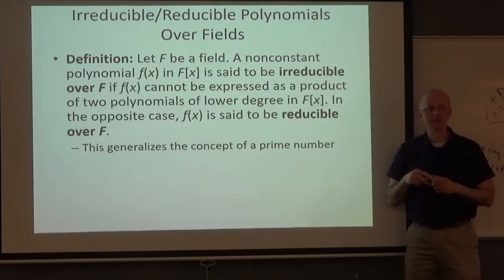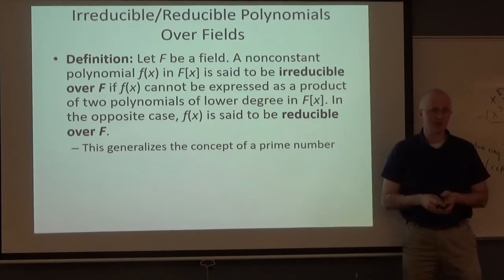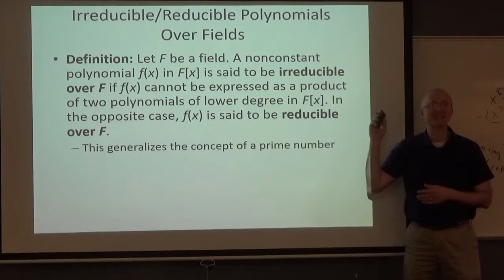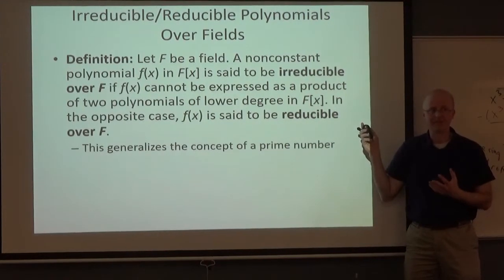This definition only works if the polynomial ring is over a field. There is a more general definition over an integral domain that's harder to understand than this. And we will get there, but not today. If you read about it, you'll see it in the book. A harder definition for what it means to be irreducible over an integral domain. Over a field, that's simple.